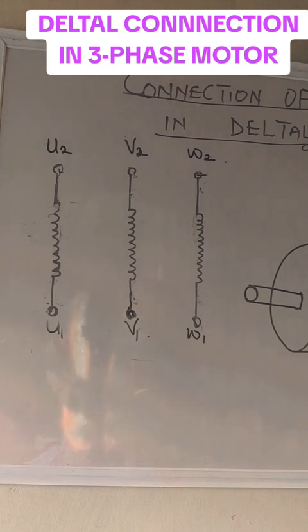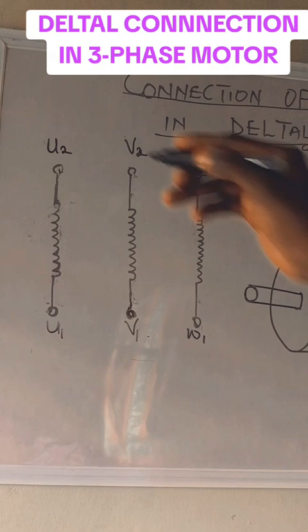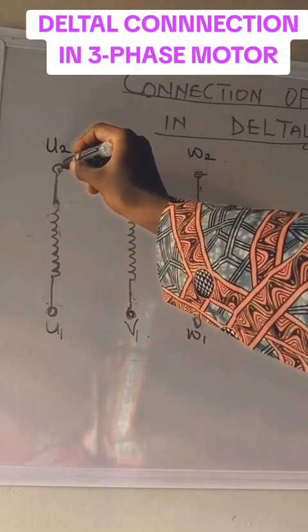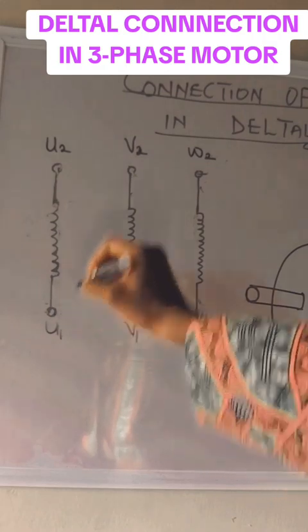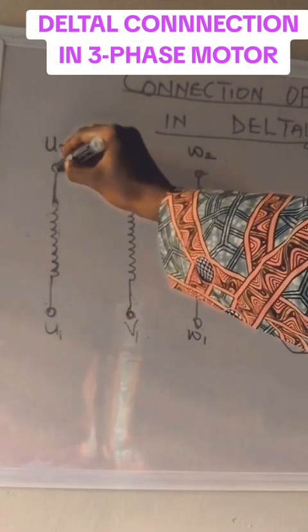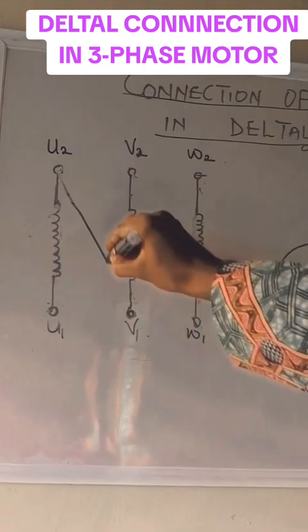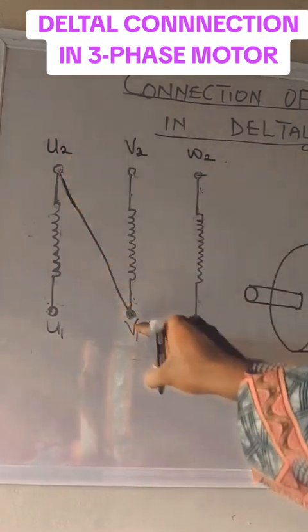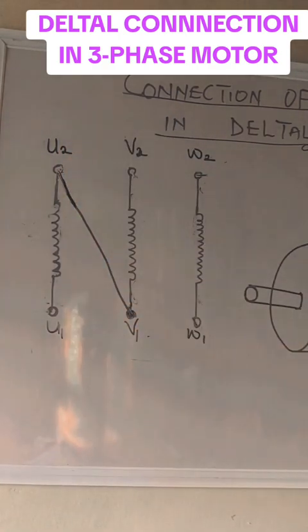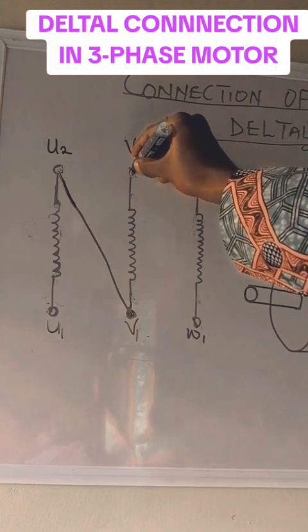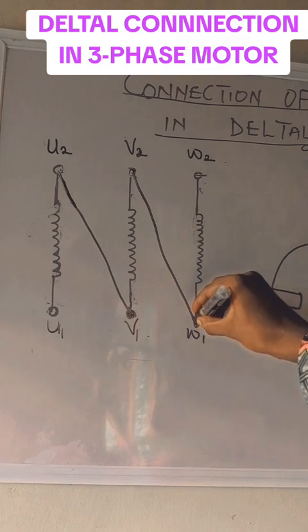Now, to connect this three-phase motor in Delta, I'm going to link the start of a coil to the end of another coil. You cannot link the start of a coil to the start of the same coil, as it is going to result in a short circuit. But linking the start to the end, which means I'm going to link U2 to V1. That is the end of the U coil to the start of the V coil. Then the end of the V coil also, I'm going to link it to the start of the W coil.